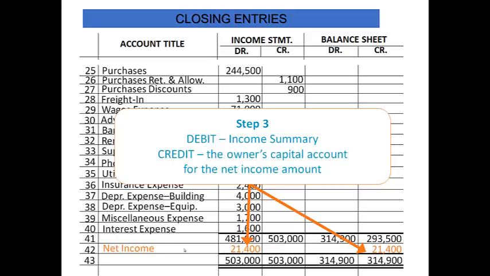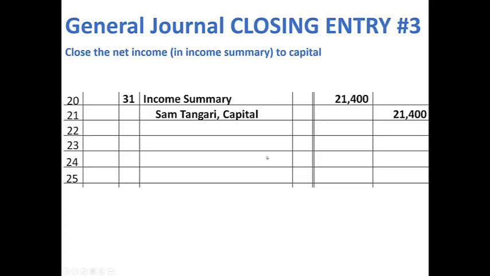In this case, we have a net income of $21,400. So net income increases capital, and capital is increased with a credit. Had this been a loss, this entry would be reversed. We would debit capital to decrease it, and then credit income summary.